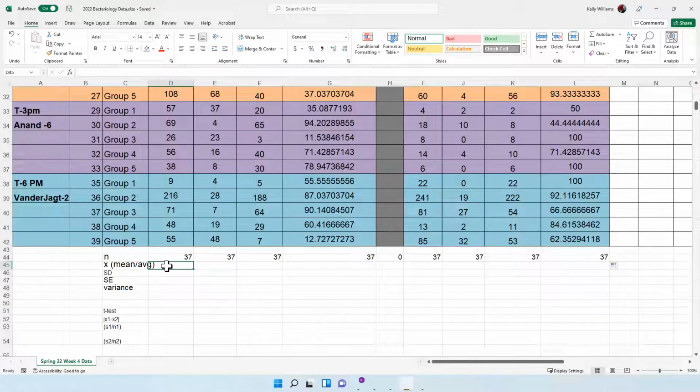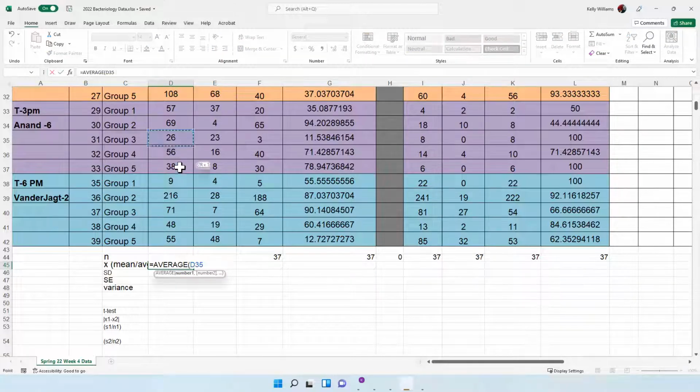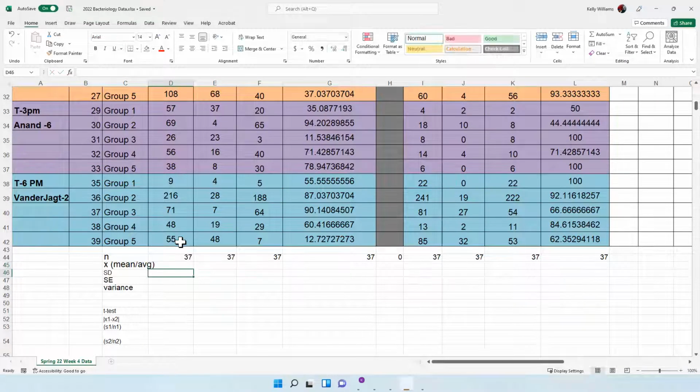For mean/average, it is referred to as a mean in most cases, so please refer to it as that, but it is the same thing as an average. You can calculate the average by typing in average, parentheses, again, highlight all of the data, close your parentheses, and press enter. I'm not going to do it so that you guys can calculate this on your own.